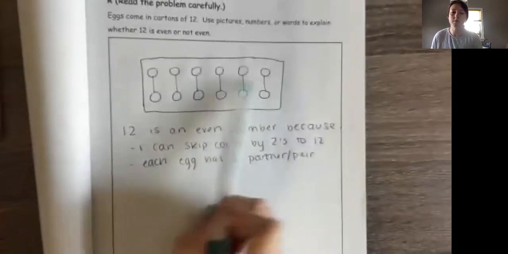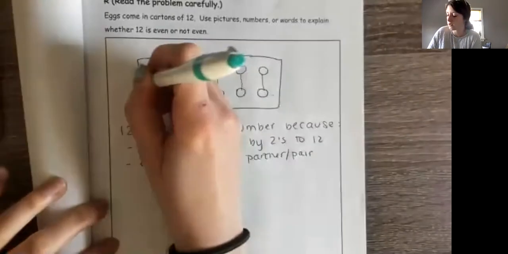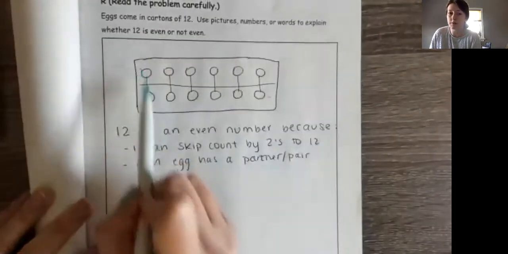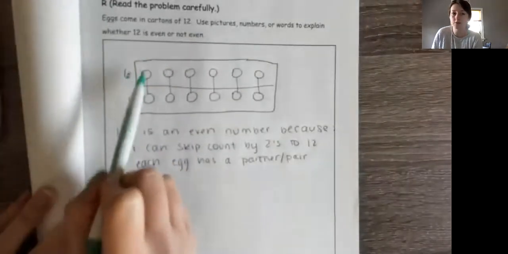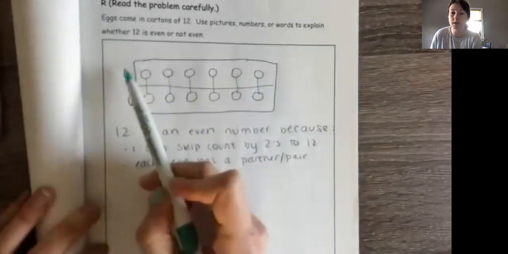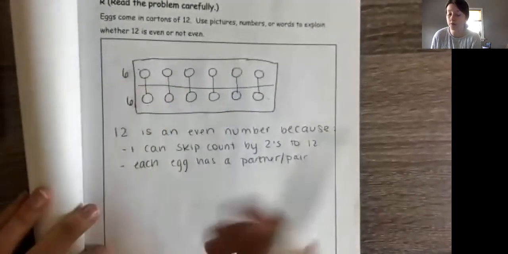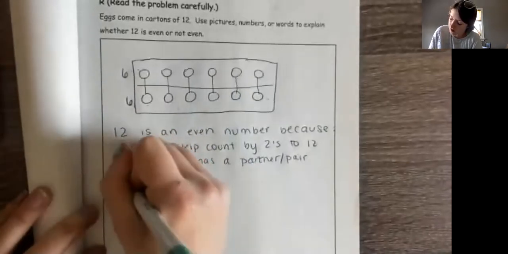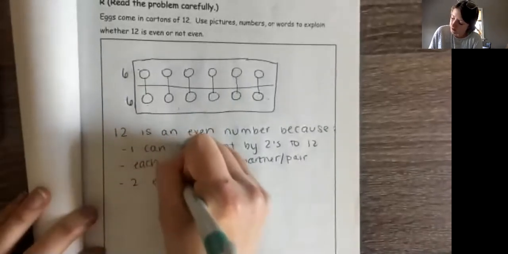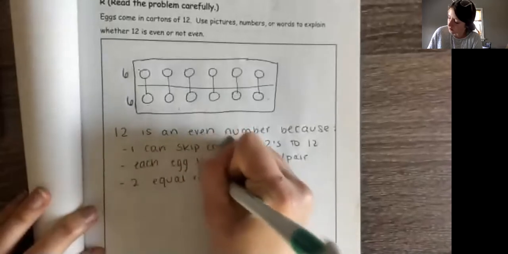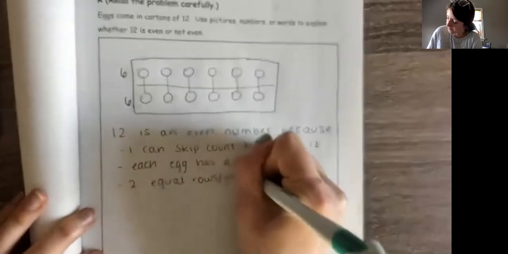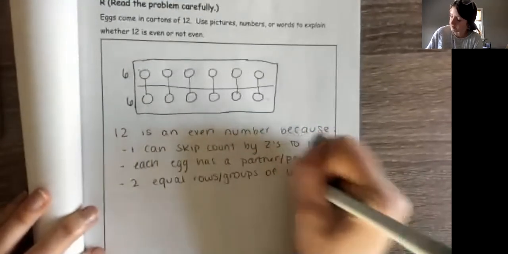And I also can see that my groups, my rows, are both equal. There's an equal number here, 6 on the top and 6 on the bottom, right? So if I split the eggs in half, this shows me that this group is 6 and this group is 6. So that means that it's even because there are 2 equal groups. So I could say there are 2 equal rows or groups of 6.